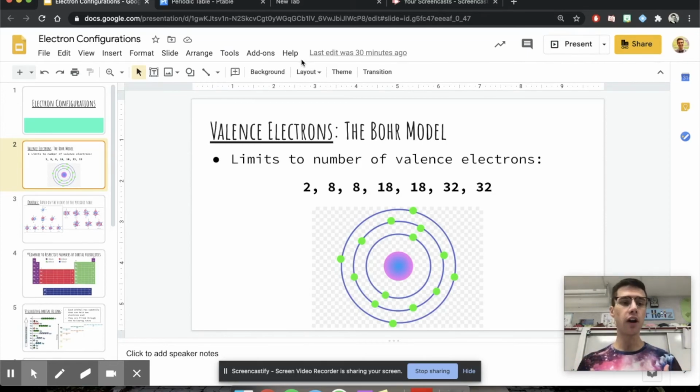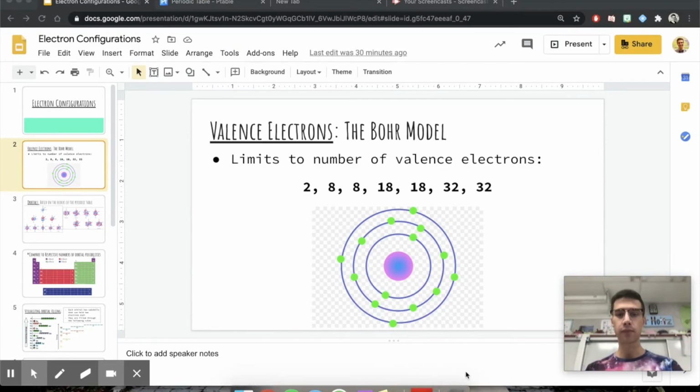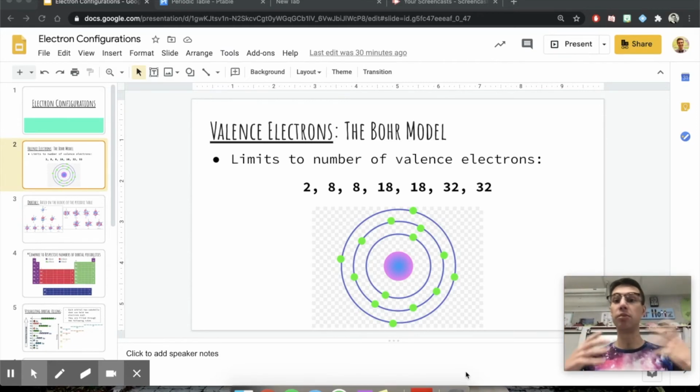Okay, so far in class, we've talked a lot about the Bohr model of the atom, right? Where we have the nucleus in the center and concentric rings of electrons moving further and further away from the nucleus as we move further down the periodic table, and we get a bigger and bigger atom, right? As the radius grows.